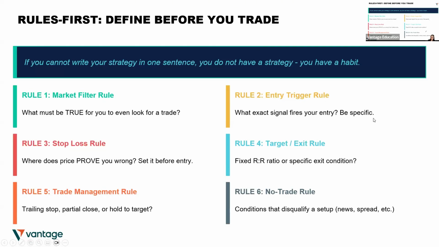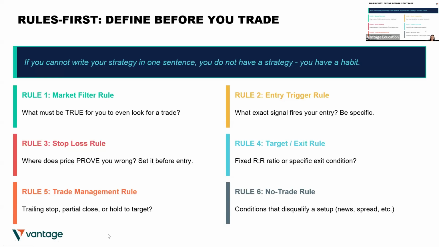Rule two, event trigger rule. What exact signal fires your entry? Be specific. You want to buy, you want to sell, why do you want to? Ask yourself. If you want to buy here or you want to sell here, what is the reason? Where is your stop loss? Okay, what if your setup goes wrong? Where does price prove you're wrong? Set it before the entry. So usually when I enter, I already know, or ask myself, where is my stop loss before I ask myself where is my take profit.